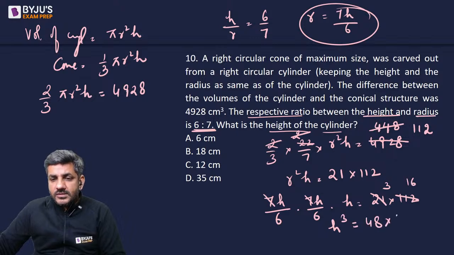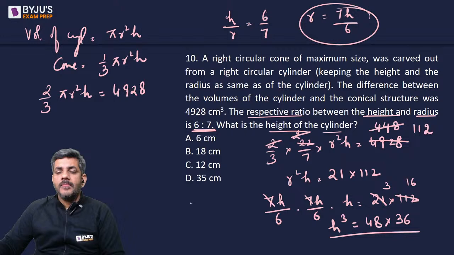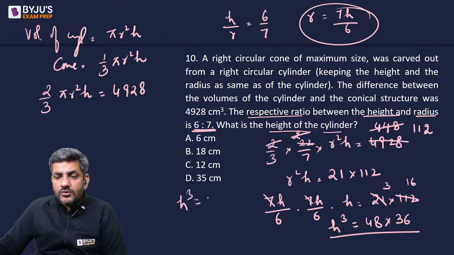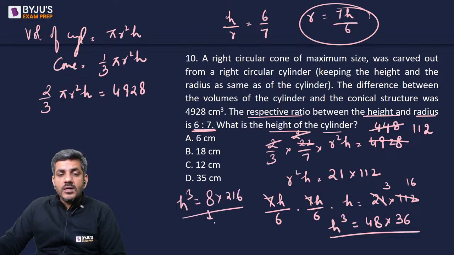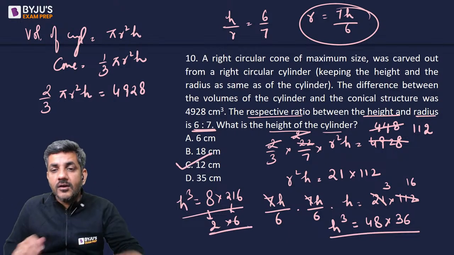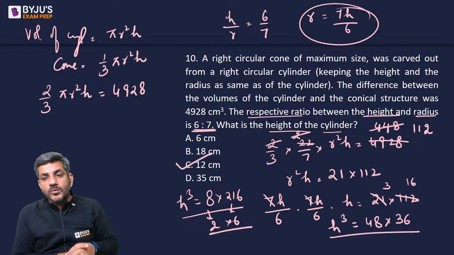48 into 6 into 6, that is 36. H cube is 48 into 36. या फिर एक काम और कर लेता हूं, क्यूब की फॉर्म में बना लेता हूं, 8 into 216 आ रहा है, ये है 2 का क्यूब और ये है 6 का क्यूब. माय आंसर इज 12 का क्यूब. So therefore the height of the cylinder or the cone is equal to 12 centimeters.